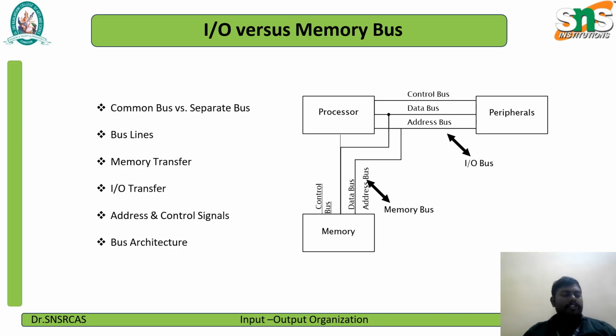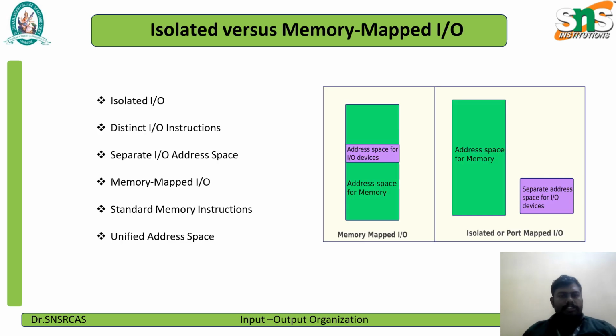Functions of the input-output interface: it is used to synchronize the operating speed of the CPU with respect to the input and output devices. This is the isolated input-output method, with separate input and output addresses, different from the standard memory instructions. It also has an undefined address space, for example distinct instructions to call the input and output bus.